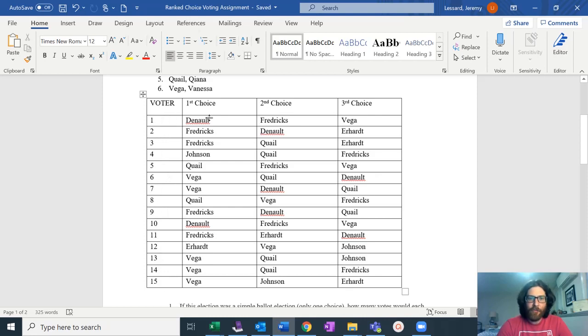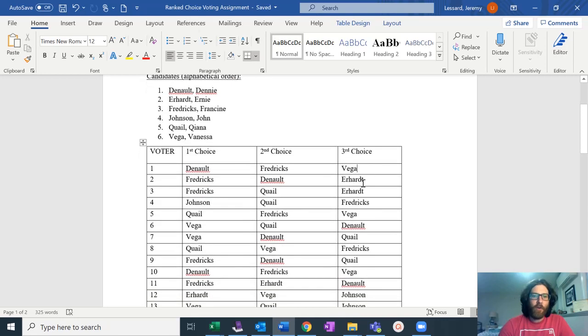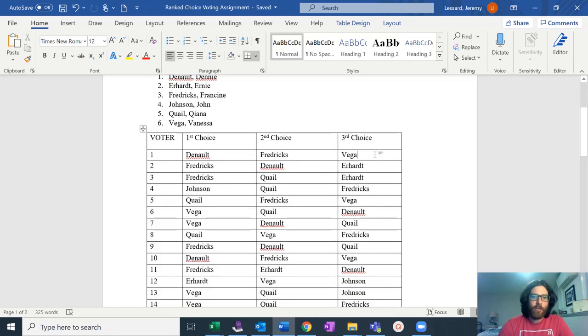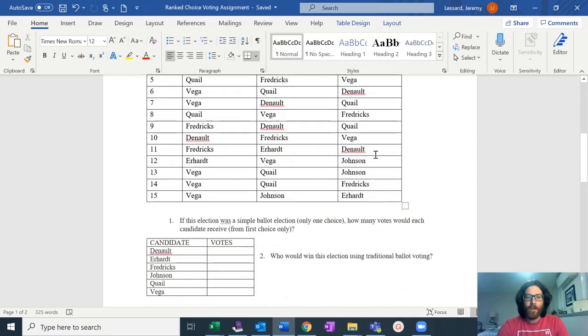And you can see that they've made a first choice, a second choice, and a third choice. So voter number 1 wants Denny Denault to be elected, but if Denny Denault is not elected, he wouldn't mind having Francine Fredericks, and if Francine Fredericks is not elected, then he wouldn't mind having Vanessa Vega. And so basically voters express their first 3 choices so that if their candidate of top priority does not get elected, they still have some say in the sway of the election.